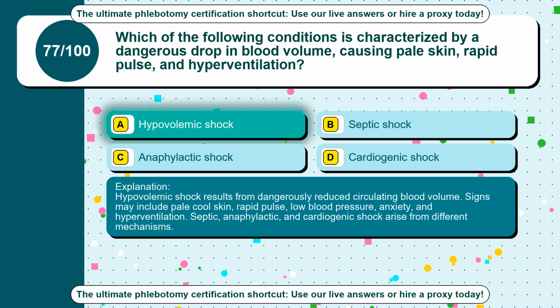Hypovolemic shock results from dangerously reduced circulating blood volume. Signs may include pale cool skin, rapid pulse, low blood pressure, anxiety, and hyperventilation. Septic, anaphylactic, and cardiogenic shock arise from different mechanisms.